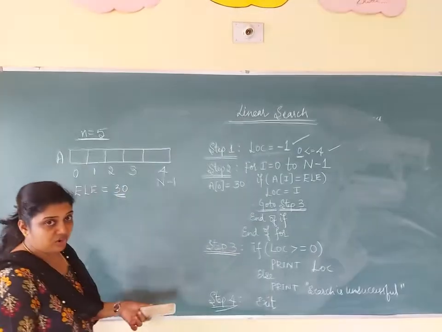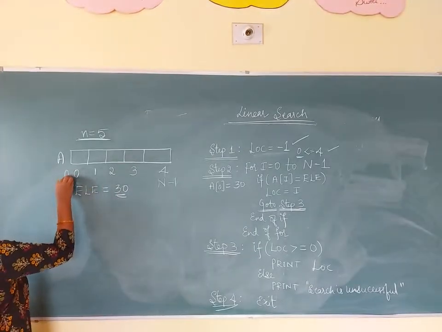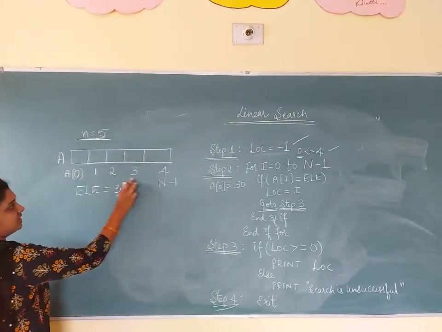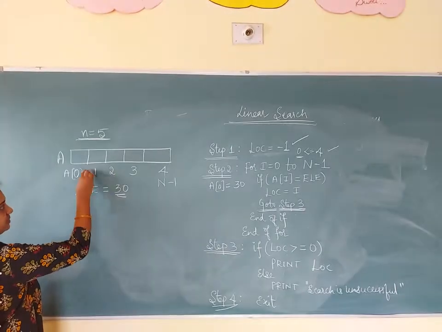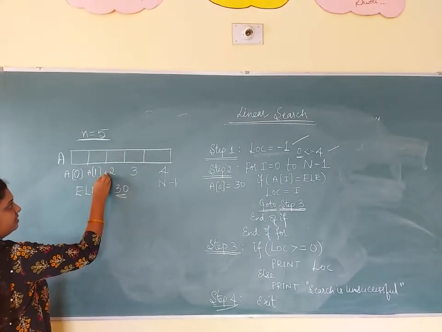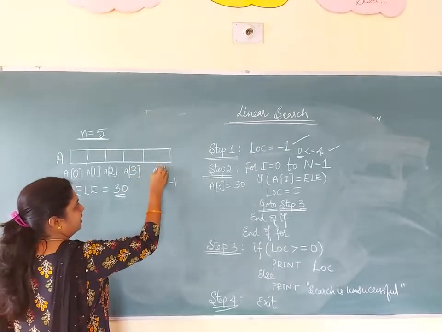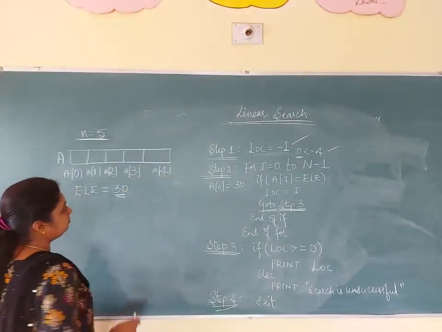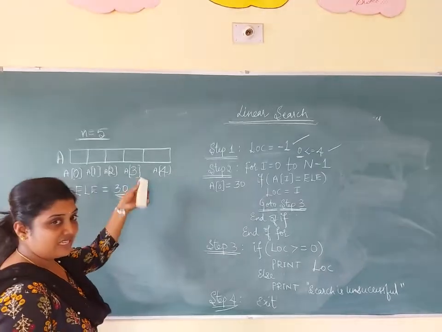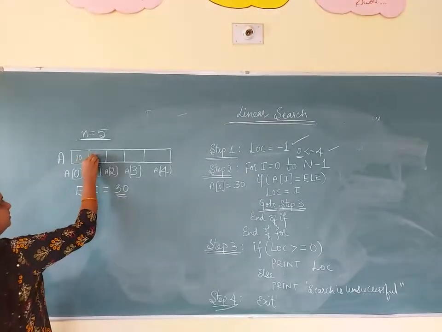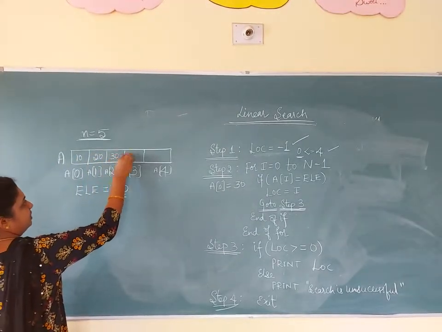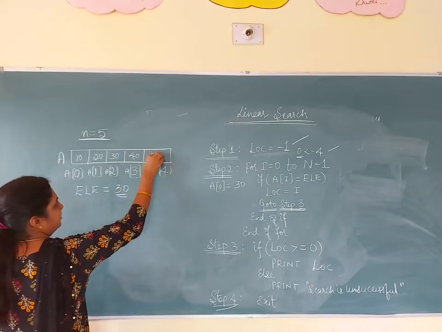So what is my A of 0? See, this is my A of 0. This one we are calling as index or subscript. This is my A of 1, this is A of 2, A of 3 and A of 4. Now I will insert elements like 10, 20, 30, 40, 50.